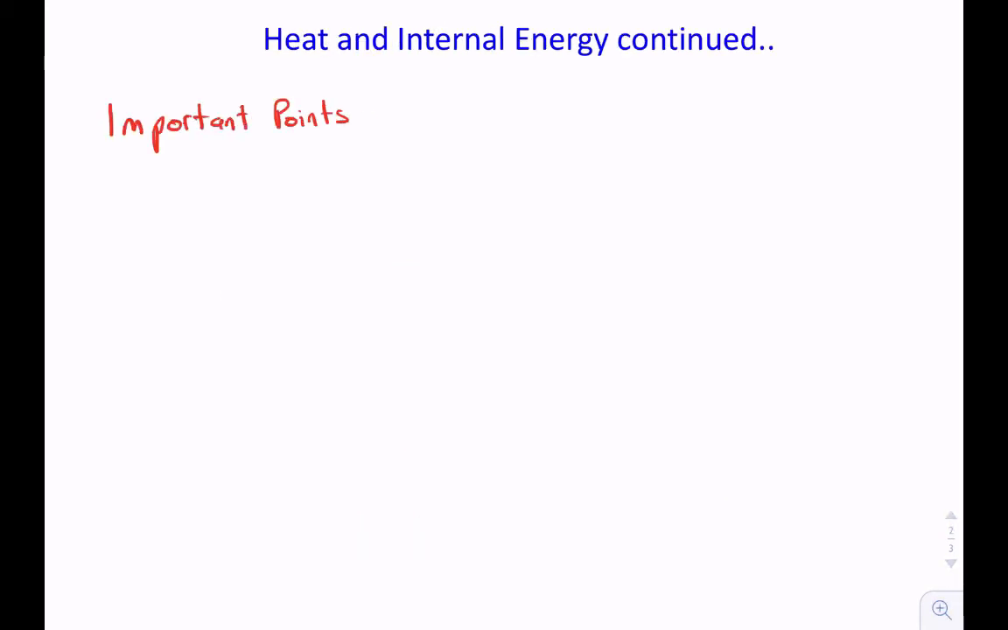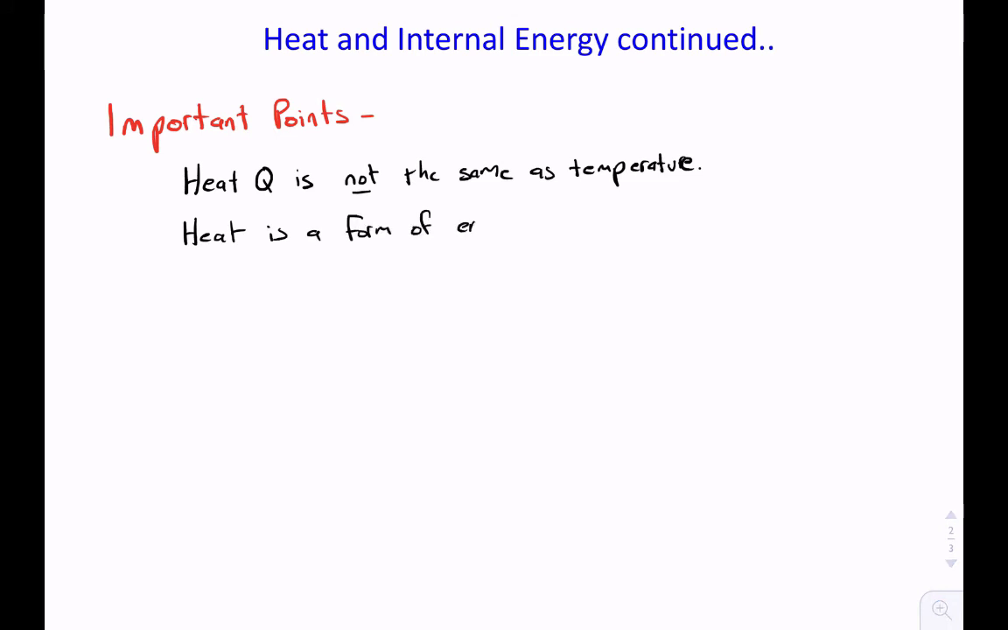So, some important points. Heat is not temperature. It is a form of energy, and it is internal energy on the move. We can see this by looking at the units. Thus, we can start to see that a body could have a very high temperature, but this does not mean it always has the capacity to transfer a large amount of heat.